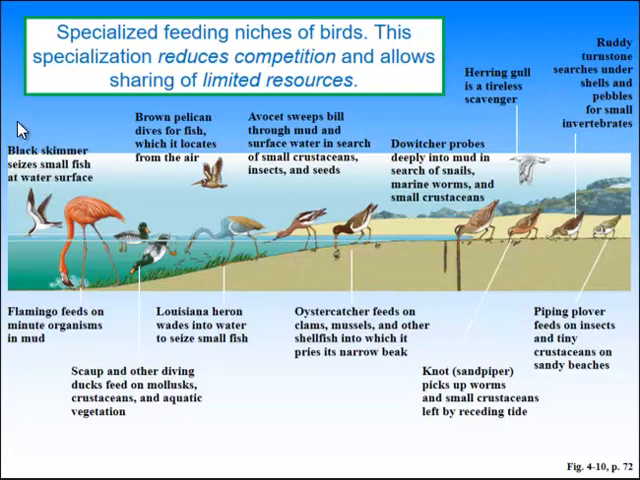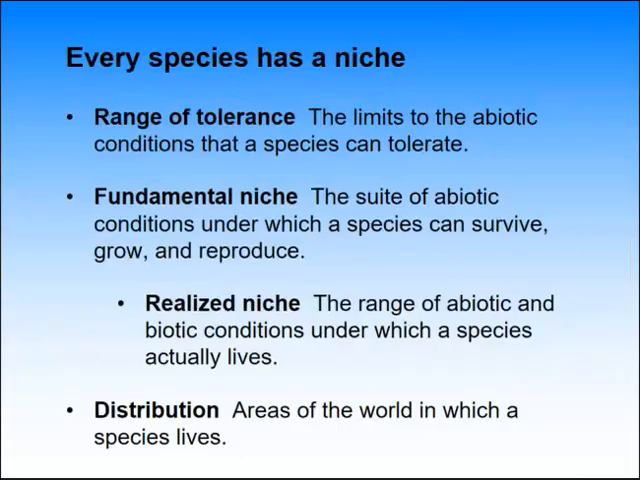For example, the oyster catcher, this guy right here, feeds on clams, mussels, and shellfish using its long, narrow beak. He's able to reduce competition with this guy, the knot sandpiper, for similar food because he has the longer beak and can go into the water more. They might have a competitor for the same food, but their species will survive if they access the food at a different location or using a different tool like a beak.